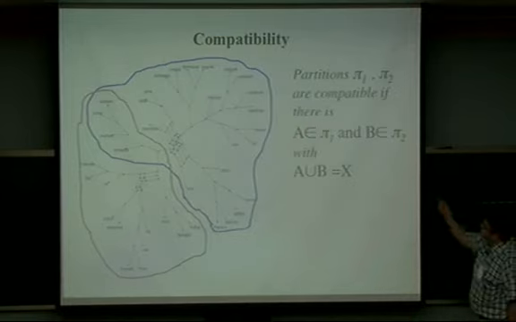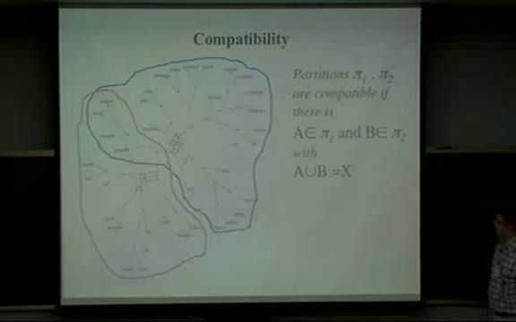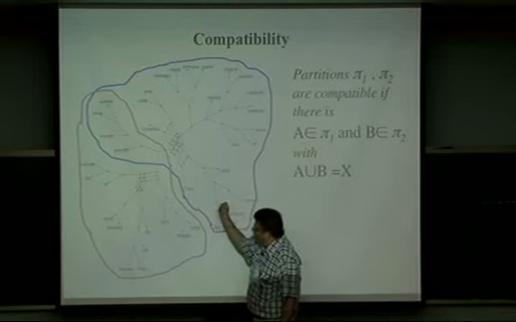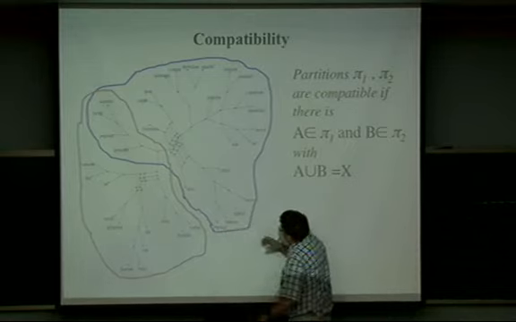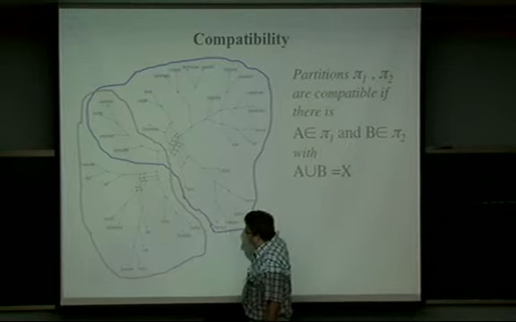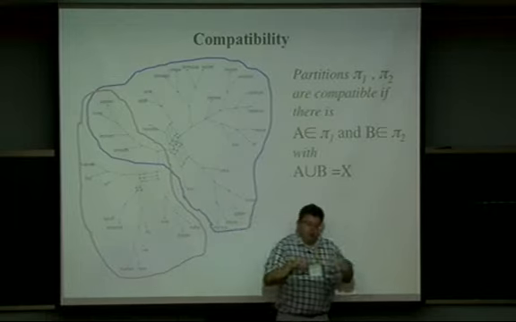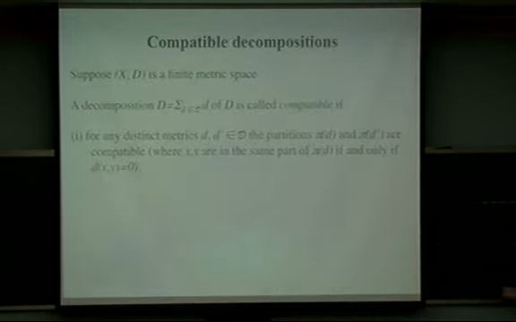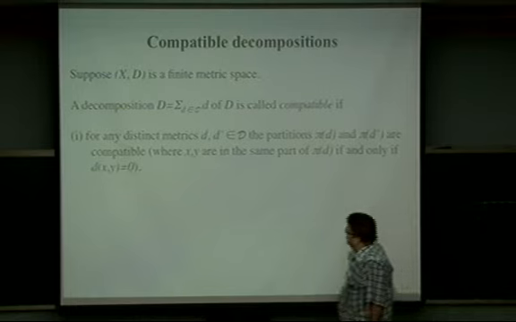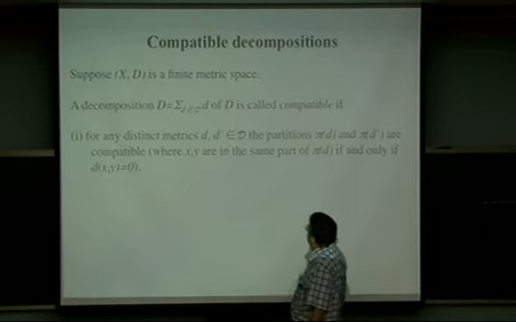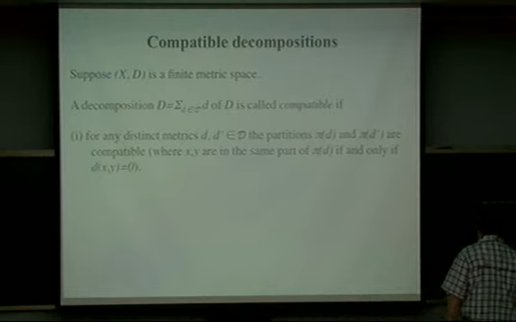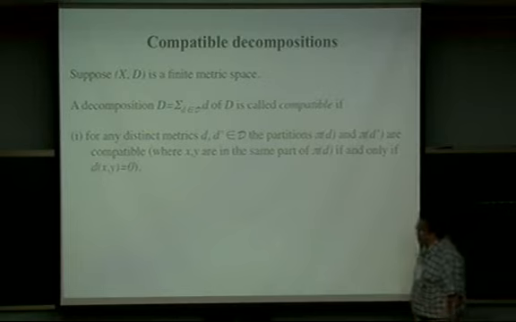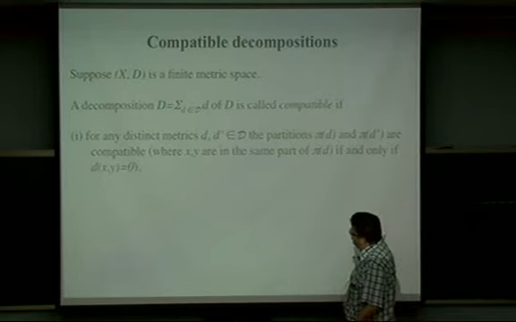So that is what we really want. This is a formal definition. It means that we have two partitions, pi 1 and pi 2. We take a part in pi 1 and a part in pi 2 so that the union is exactly everything. And usually you don't have that. But now what we want to look at is the compatible decomposition of our metric. So we started with a metric space, and now we want to have a compatible decomposition.